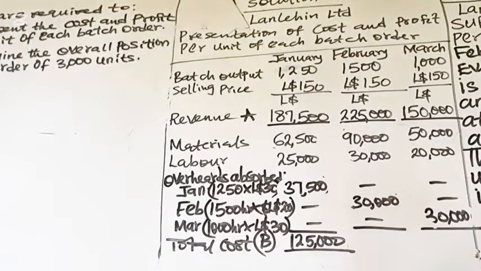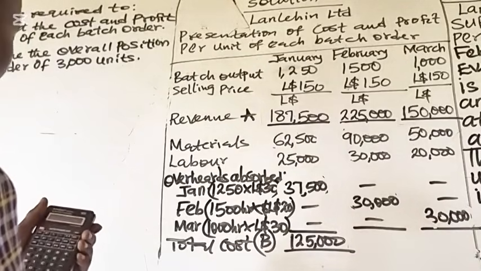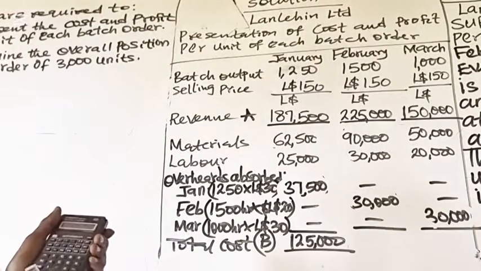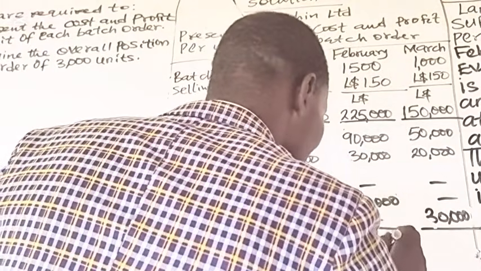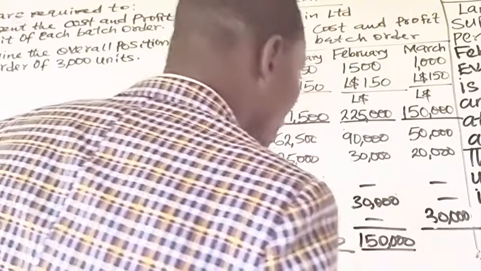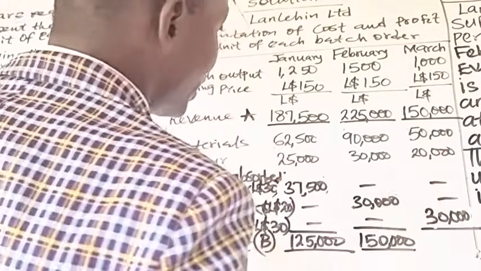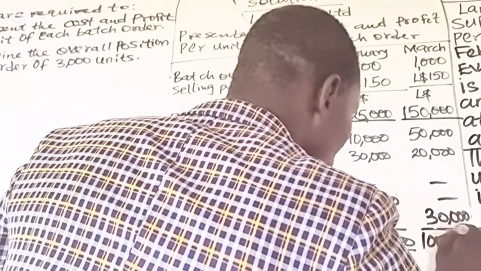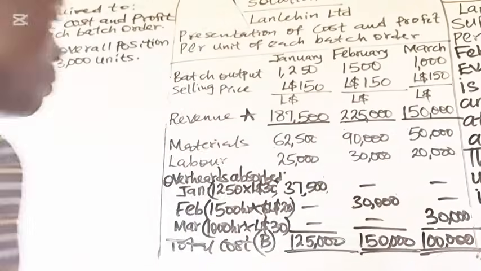Then in the month of February, how much is the total cost? 90,000 plus 30,000, that is 120,000, plus 30,000, that will be 150,000. The total cost amounted to 150,000 in the month of February. In the month of March, 50 plus 20, that is 70 plus 30, that is 100,000. The total cost amounted to 100,000 in the month of March.